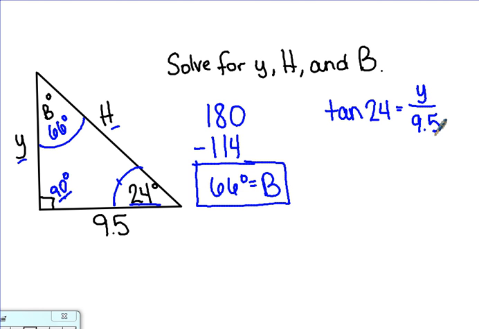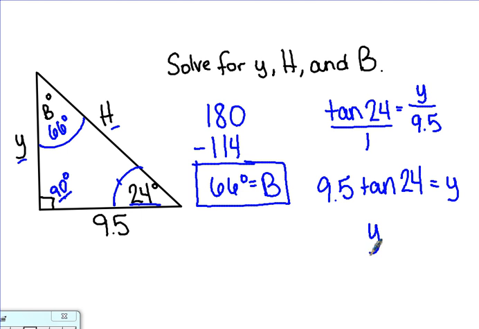We're going to solve this like a proportion, and we're going to cross multiply. So in your calculator, you would type in 9.5 times the tangent of 24, and whatever we get is going to be equal to side y. You should get that y is equal to 4.23, and that's the length of segment y.